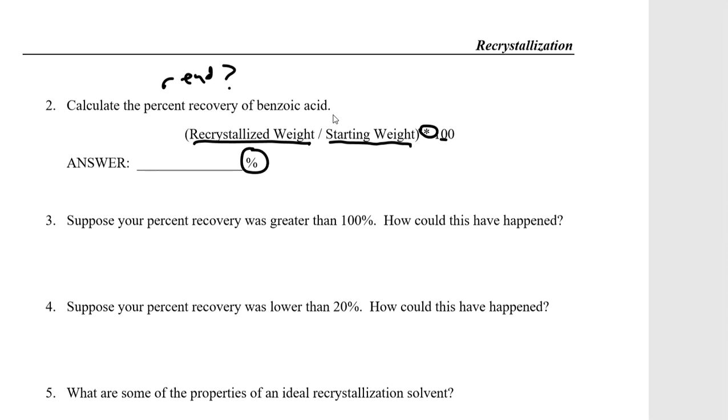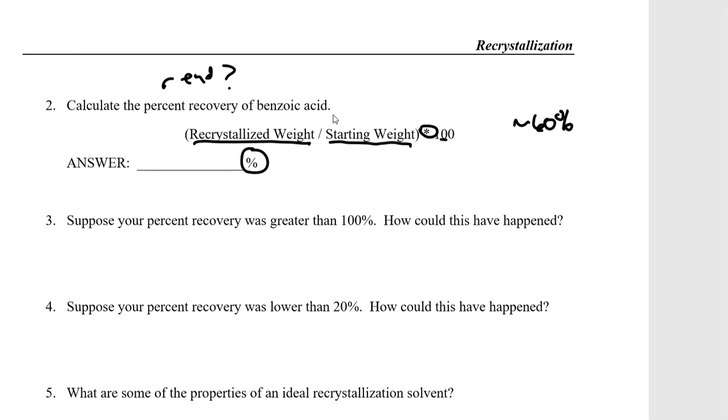And the reason is because there's a percentage here. So when I do that calculation, whatever number I get, that's the number that goes here. I'm going to go ahead and tell you, in organic chemistry, about a 60% recovery is pretty good for us. This is not like general chemistry.